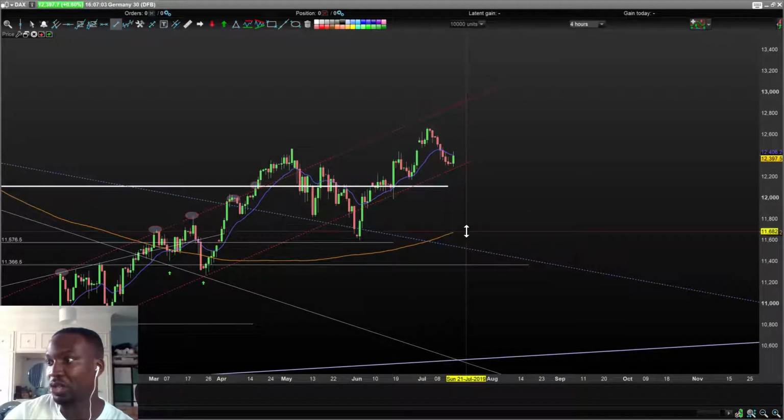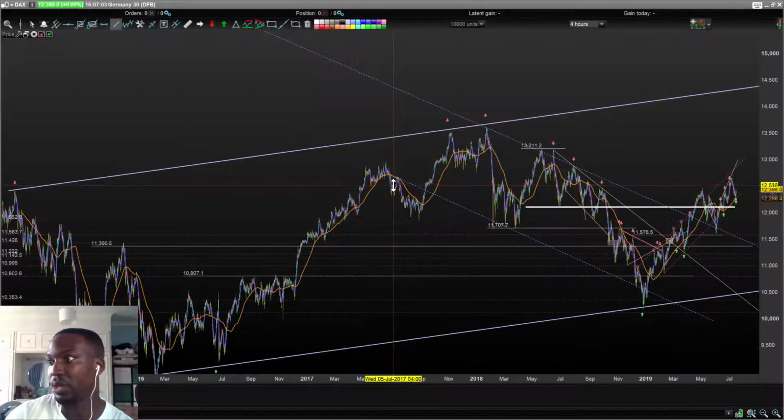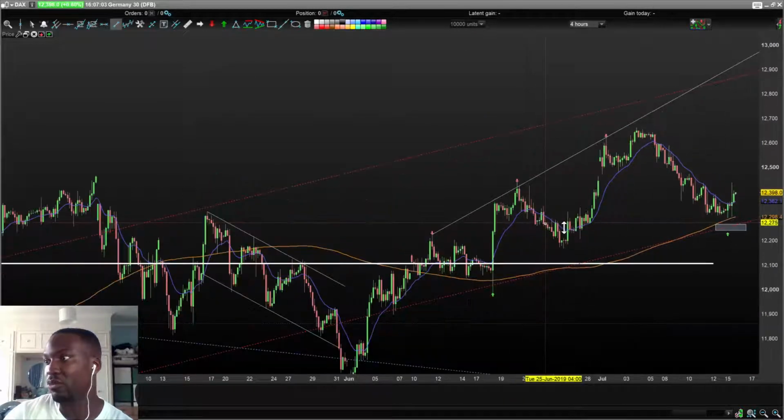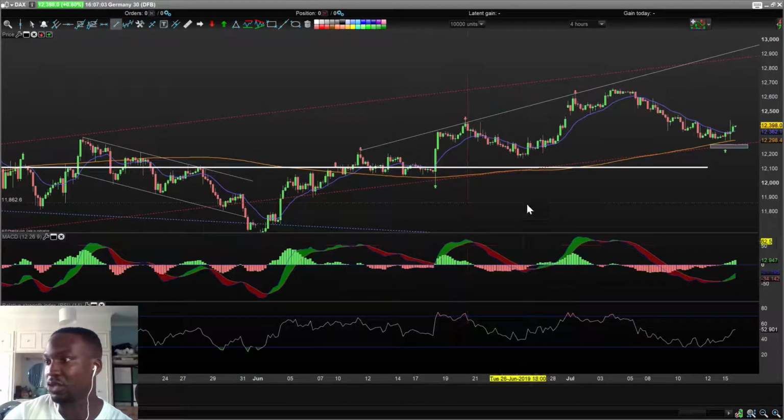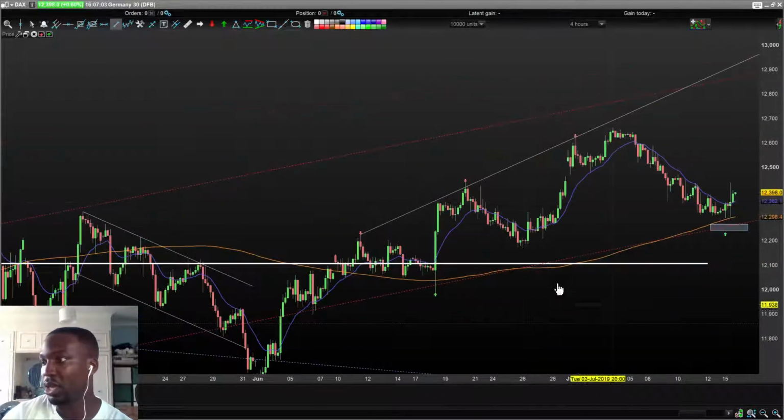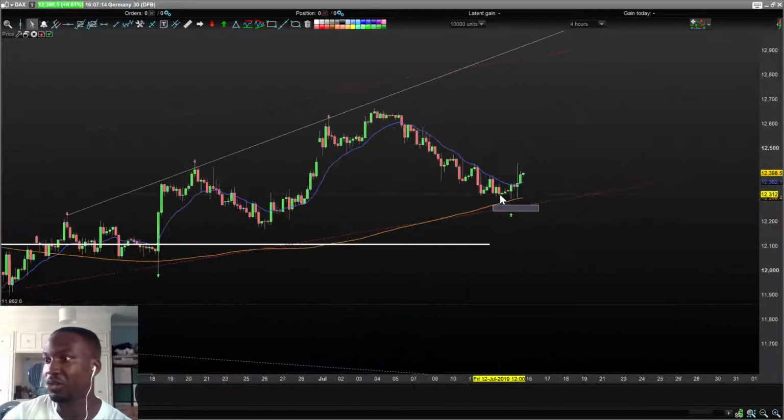On the 4-hour chart, this is where things get interesting. You can look even more deeper. The 180-day simple moving average acts as a support line on the 4-hour chart. Sorry about that. Acts as a support line on the 4-hour chart. And you can see price is kind of plateaued here, and now it's starting to make a bullish run.